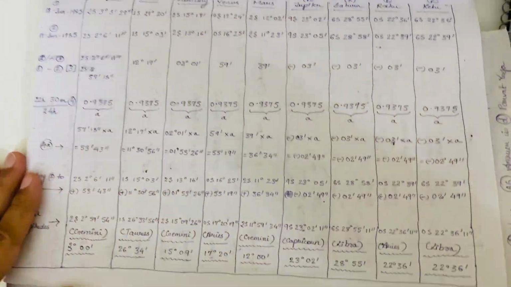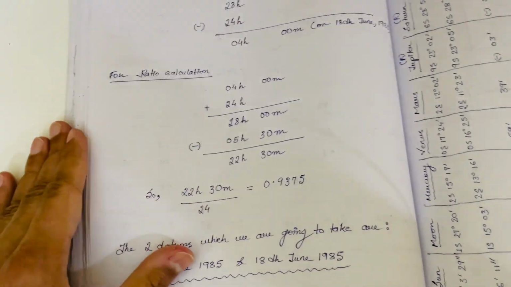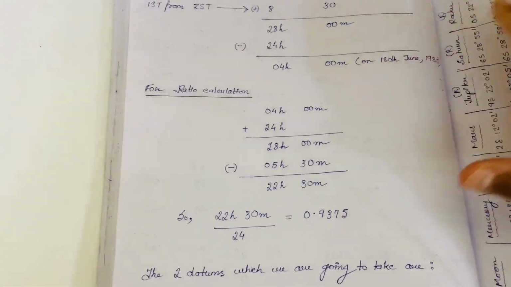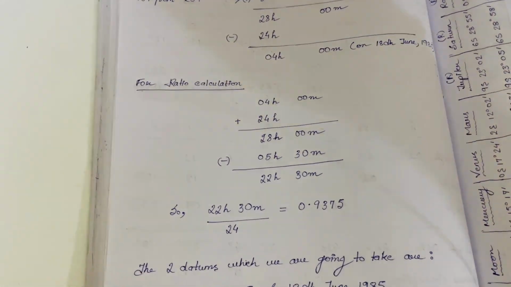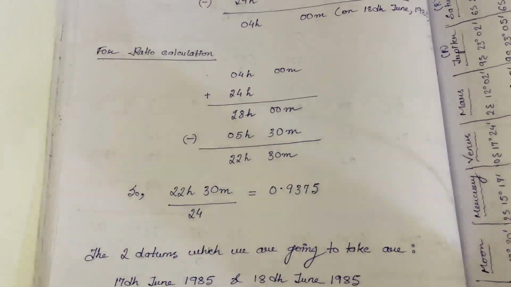Okay, so this is my working. I have solved it using the ratio method, so I'll discuss with you the ratio method calculations for this. You can even use the logarithm method too, but if one particular process is clear, you can similarly apply the same thing in a different method.